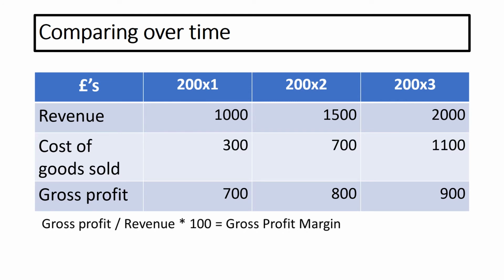But we're going to use the gross profit margin to see if this is really the case. Remember, we're going to take gross profit, divide it by the revenue, times it by 100, and that gives us our gross profit margin. And just like the one we did before, we're taking 700, dividing it by the 1,000, timesing it by 100, and our first gross profit margin is 70%. So pause this video now and have a go at working out the next 2 years' gross profit margin.